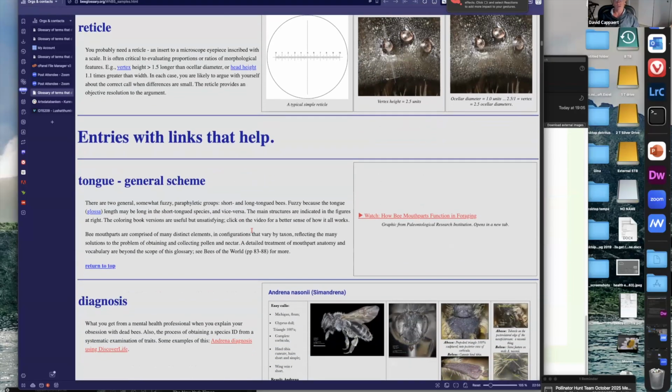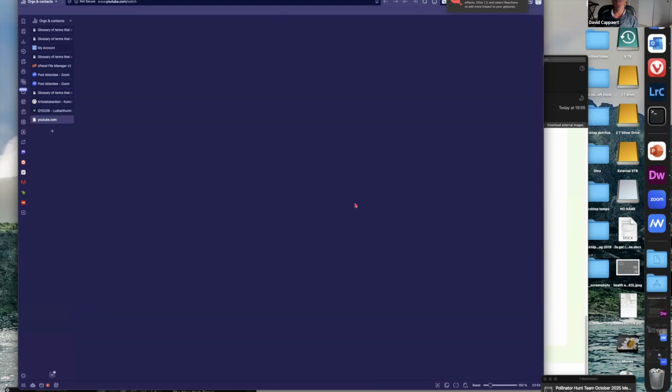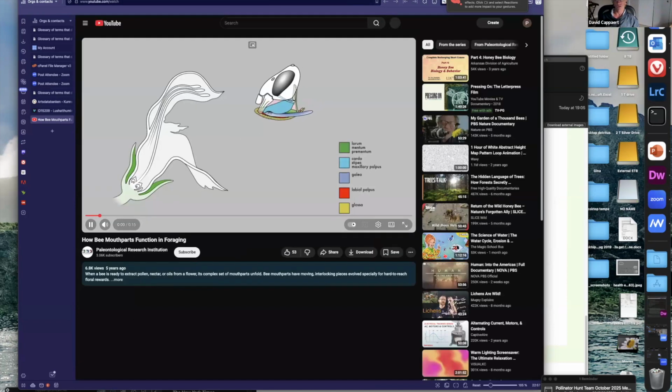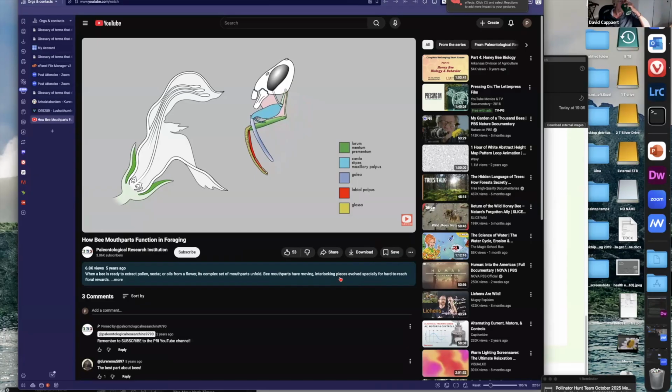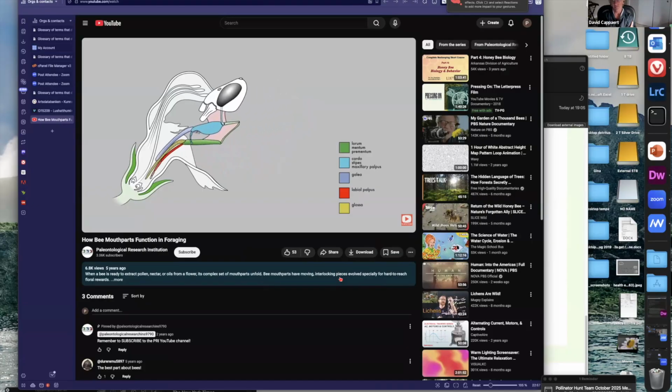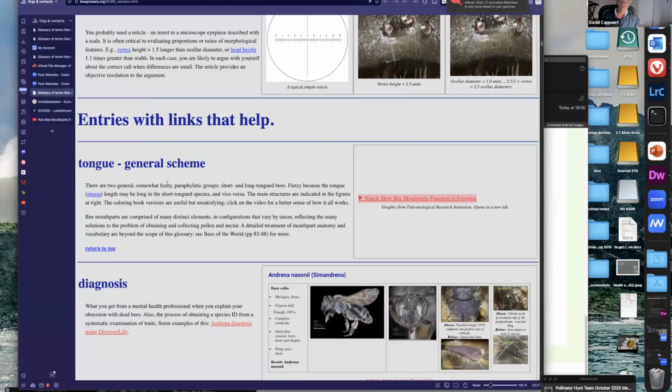And then I have some entries with links that are helpful. So it's not something I did, it's just something that is worth seeing. So this one was revolutionary for me. Bee mouthparts are super complicated. And so here's how they work. And that's a discovery that I'm super happy having made, just for myself.